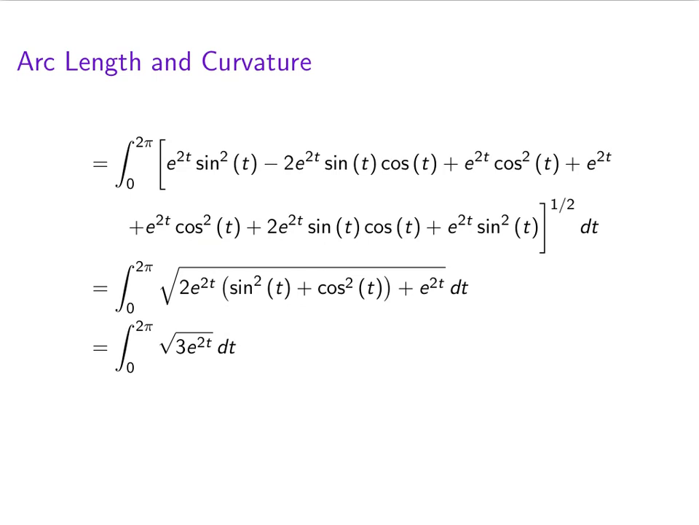Well, everything simplifies very nicely. We get the integral from 0 to 2 pi of square root of 3e to the 2t. We'll pull the square root of 3 out in front, and then the square root of e to the 2t becomes just e to the t. Well, now this is very easy. Final answer: square root of 3 times (e to the 2 pi minus 1).